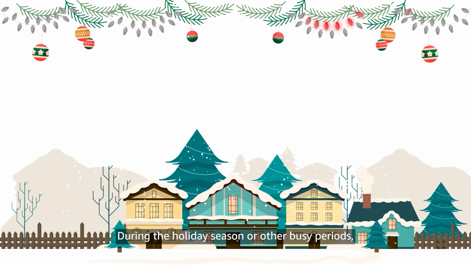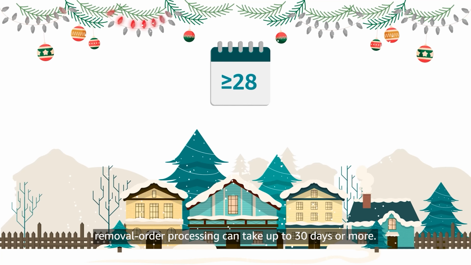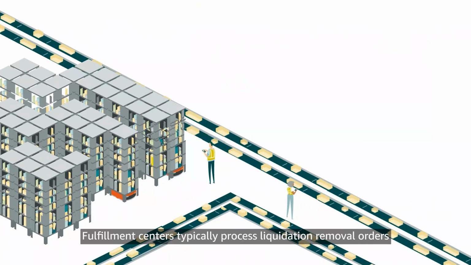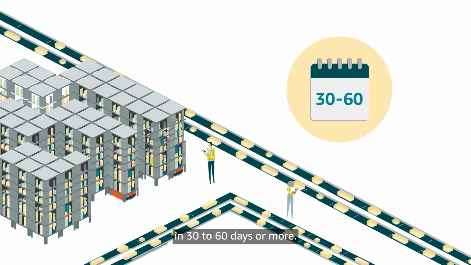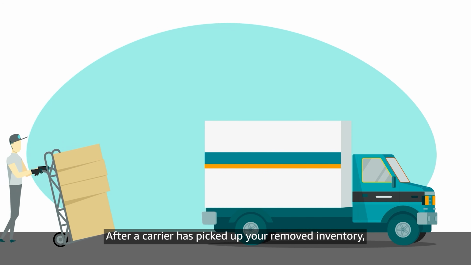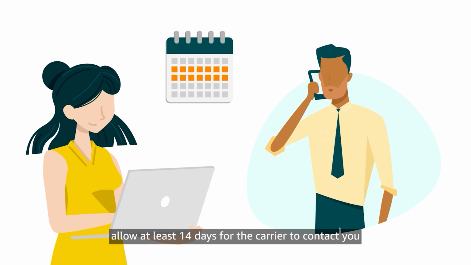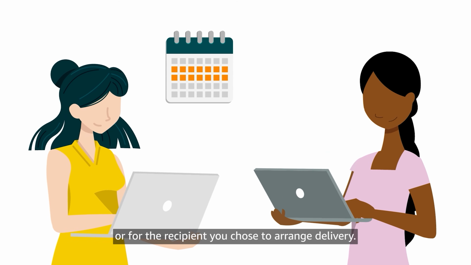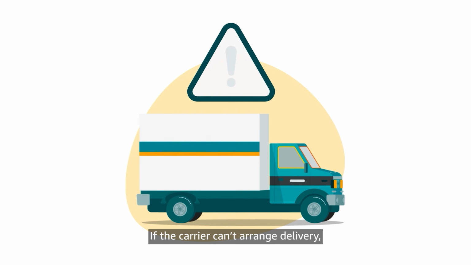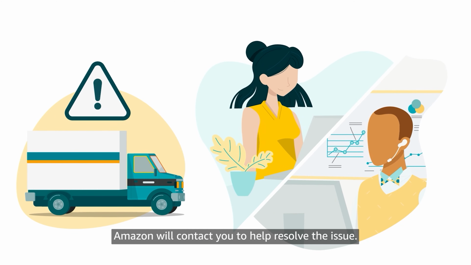During the holiday season or other busy periods, removal order processing can take up to 30 days or more. Fulfillment centers typically process liquidation removal orders in 30 to 60 days or more. After a carrier has picked up your removed inventory, allow at least 14 days for the carrier to contact you or for the recipient you chose to arrange delivery. If the carrier can't arrange delivery, Amazon will contact you to help resolve the issue.